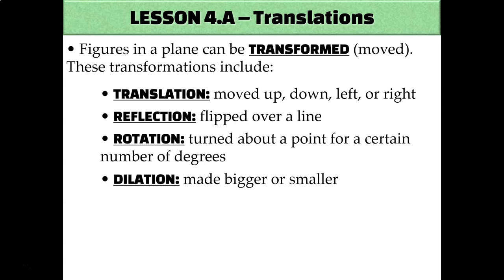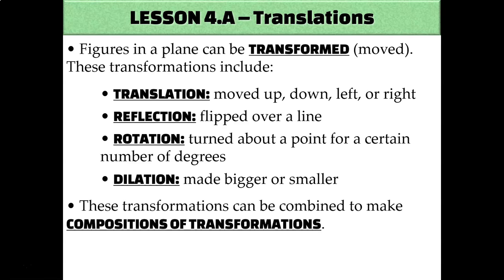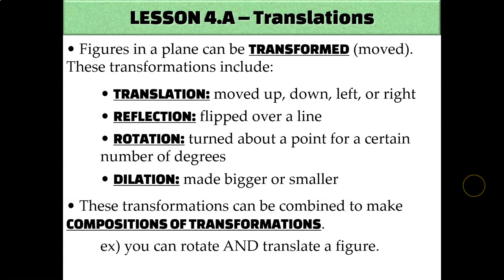There is another type of transformation called a dilation, which is something that we'll be talking about in Unit 6, which is in Semester 2. And by the end of this unit, we'll also talk about how to combine different transformations into one transformation, which is called a composition. For example, you could both rotate and translate a figure. That would be called a composition of transformations.